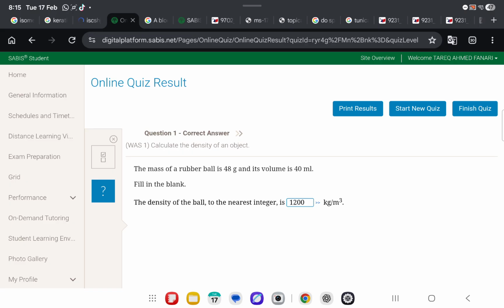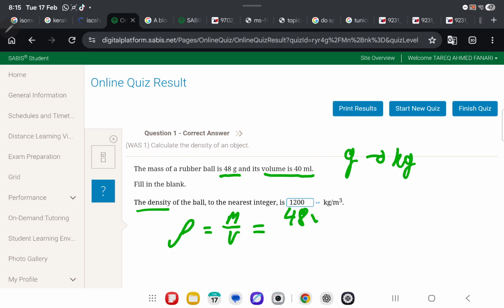The mass of a rubber ball is 48 grams and its volume is 40 milliliters. What is the density? Density is mass over volume, and they want it in kilogram per meter cubed. So first, gram to kilogram, divide by 1000, so it's 48 times 10 to the power of negative 3. Now milliliter to liter is divide by 1000.